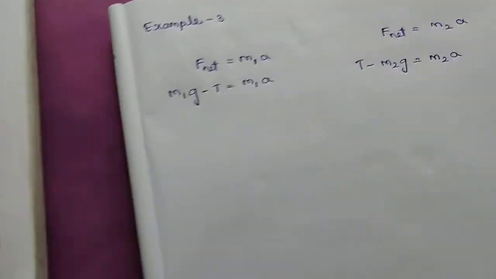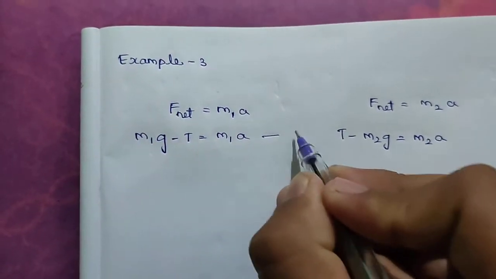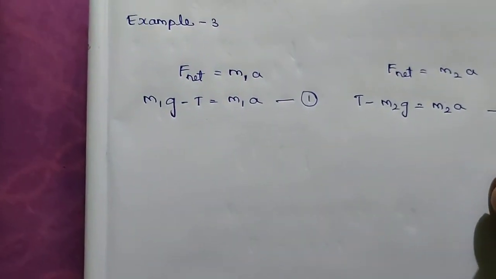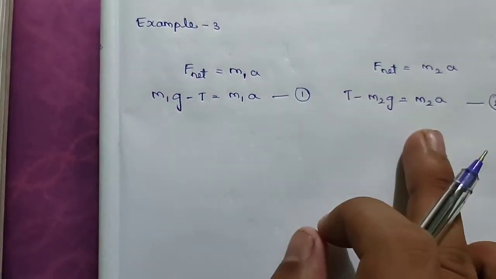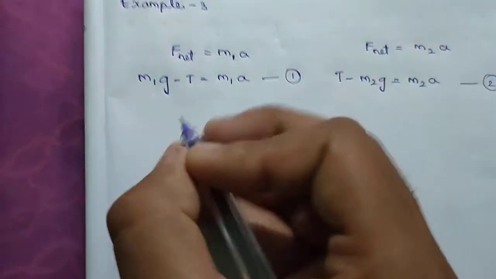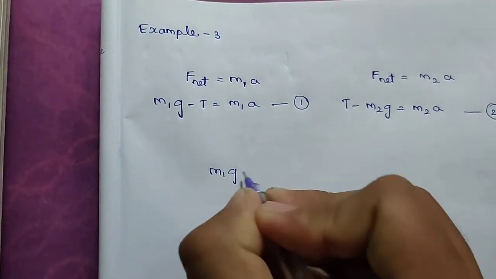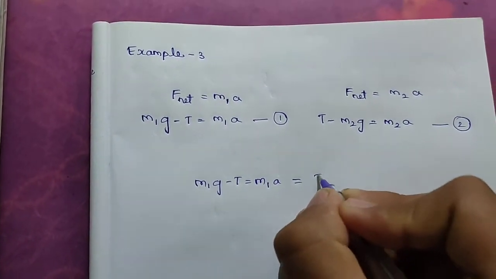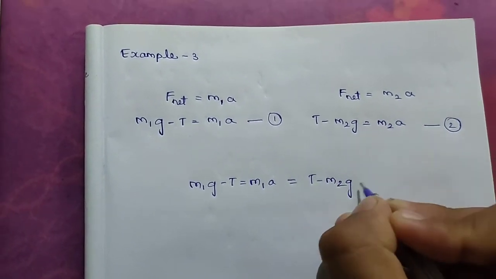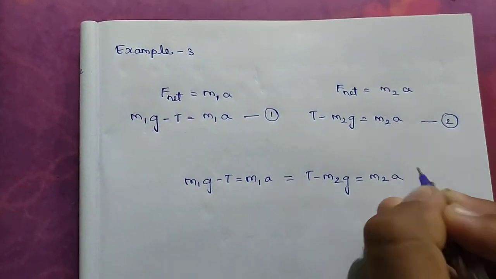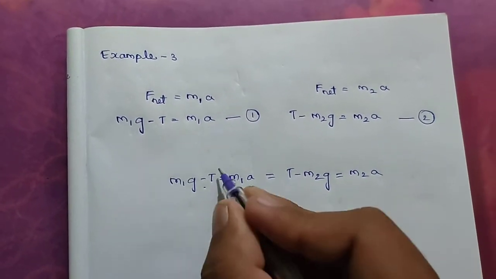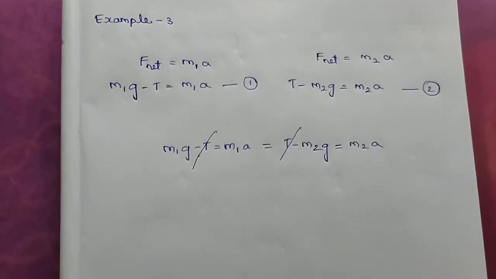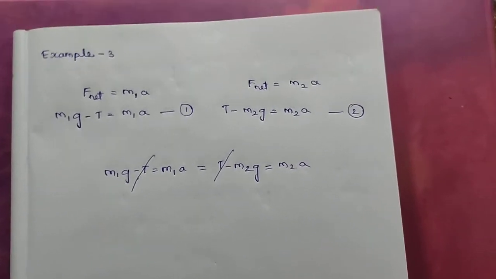So this is the first equation, and this is the second equation. First equation and second equation. So now I'll equate these two equations. So equation number 1 plus 2 gives m1g minus T plus T minus m2g is equal to m1a plus m2a. So here you can see that minus and plus, these two terms will be getting cancelled.